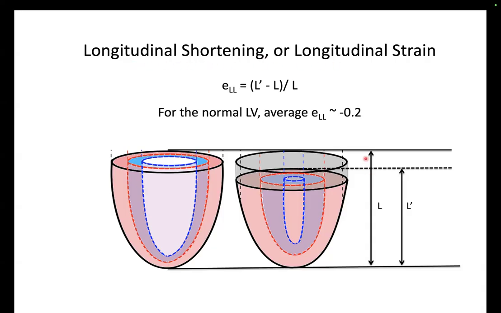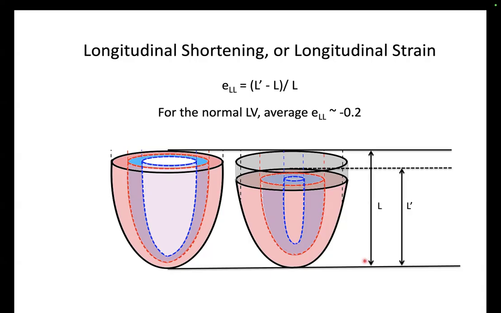Longitudinal shortening is a strain in which we look at the position of the valve plane here at end diastole, and then the chamber gets smaller. So we have an ejection fraction, but we also notice that the valve plane, so if this is the mitral valve plane here, it moves down towards the apex. And that's called longitudinal strain or longitudinal shortening.